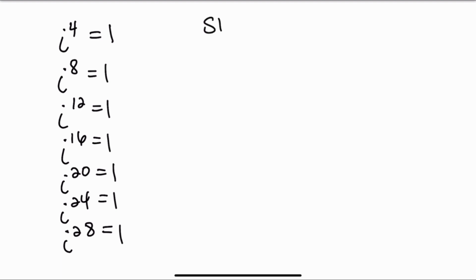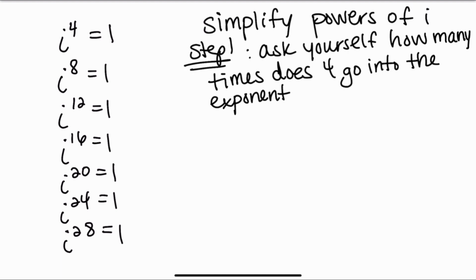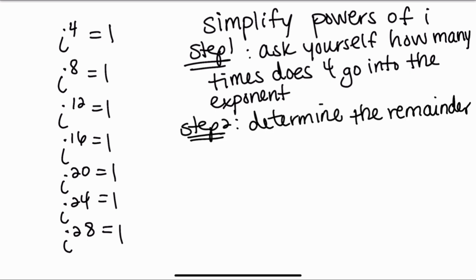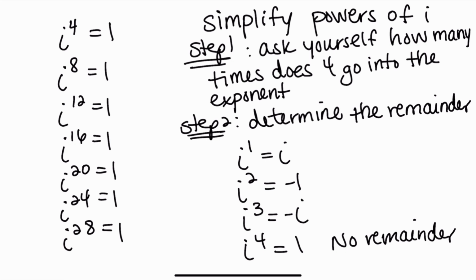So how can you simplify powers of i? Step 1, ask yourself how many times does 4 go into the exponent they give you? Then determine the remainder. If the remainder is 1, then your answer is going to be i. If your remainder is 2, then your answer is negative 1. If your remainder is 3, then your answer is negative i. If you end up with no remainder, that means that it goes in evenly, so the answer is 1.